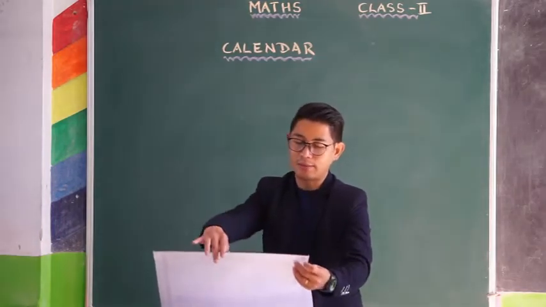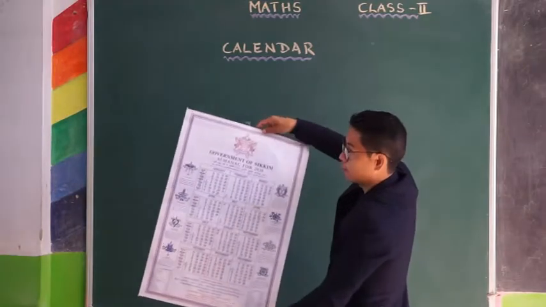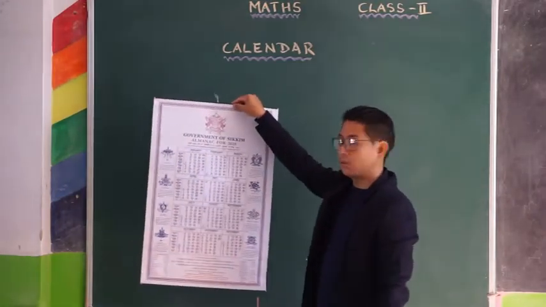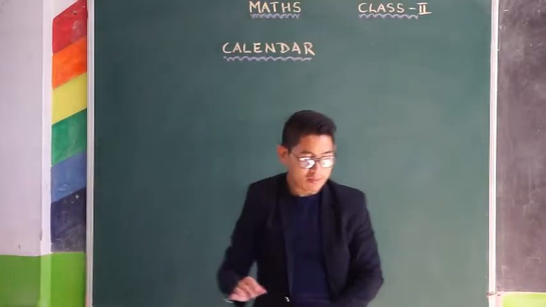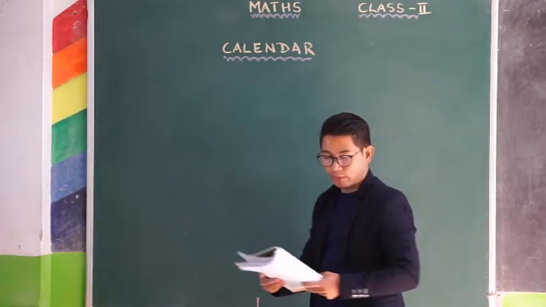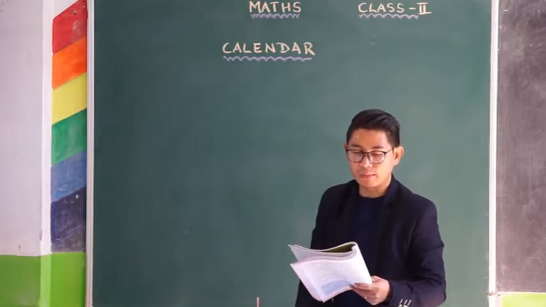So here I have a calendar with me. It's a 2020 calendar. So this is how a calendar looks like, right? Okay, now see, a calendar is given. You can refer to your book, page number 159. A calendar is given below.